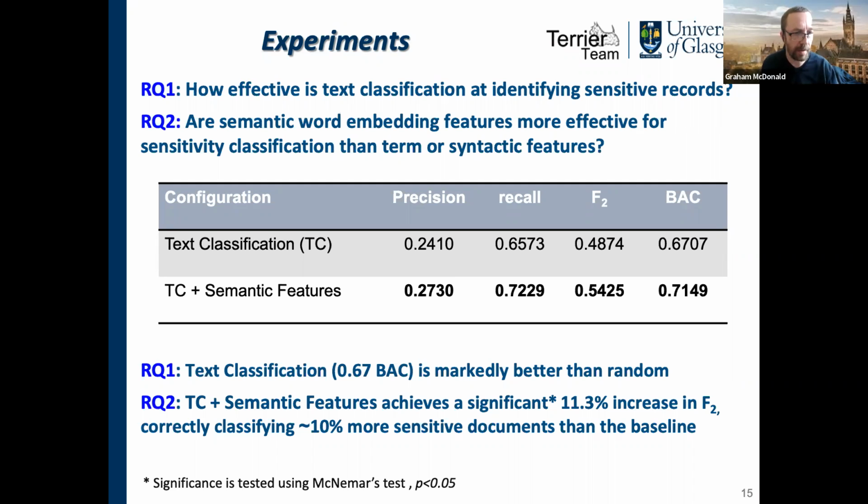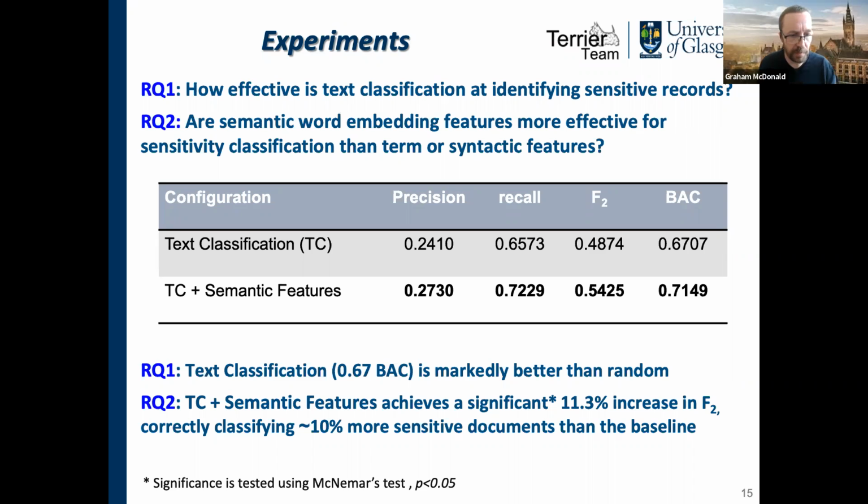It achieved 0.67 BAC. We use balanced accuracy because sensitivity is very rare in collections. I think in the collections that we were using at the time, it was about 10%. In reality, it's closer to 2 or 3% at most. But we found that adding the semantic features resulted in a significant improvement. We could identify roughly 10% more sensitive documents than just using text classification alone. So that was a good start.